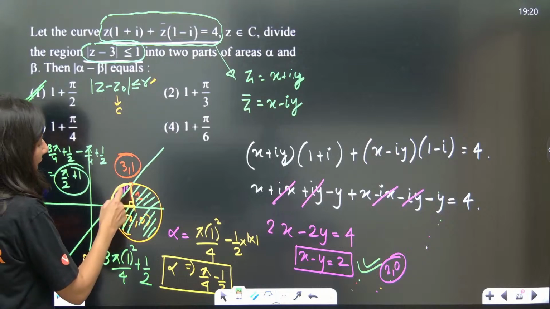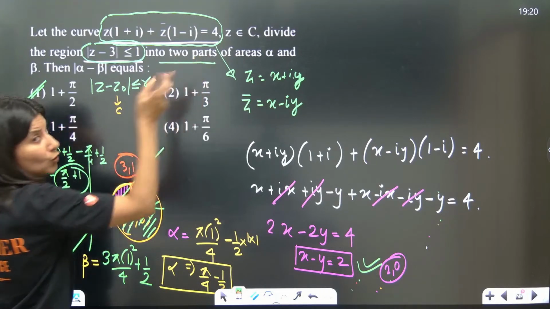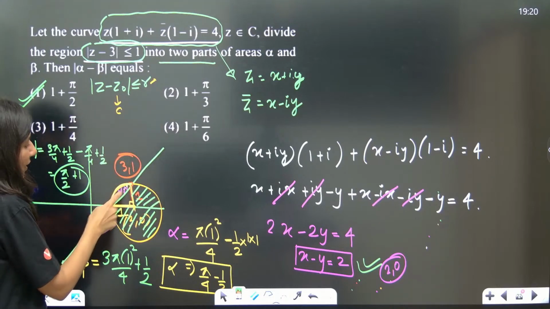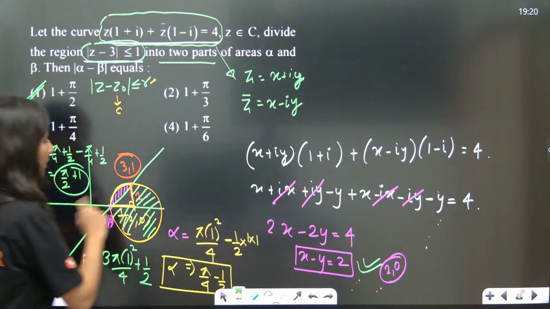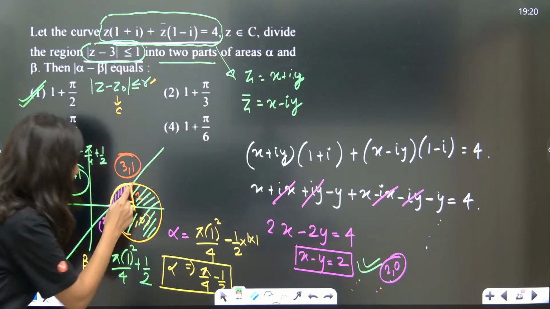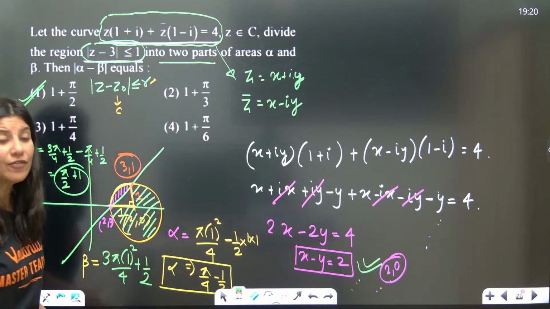Now understand that this line divides the circle area into 2 parts. First one is this part, second one is the remaining part. Now the pink part will be the area of the quadrant minus the area of the triangle.